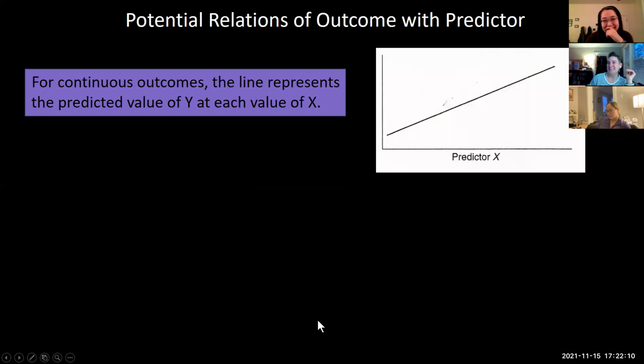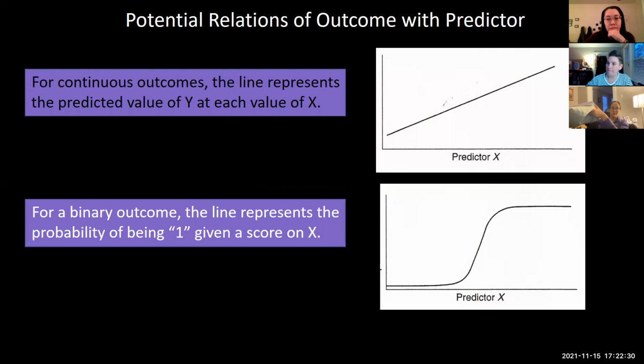Okay. So for continuous outcomes, this is what you're used to looking at. You're used to looking at straight lines. So you've got a predictor, an x, and you've got a predicted value for y at every value of x. And mostly they fall on this straight line, except for when we did nonlinear models, and then they fell on a different line that was not straight. For a binary outcome, the line representing the probability of an event, or the probability of 1, given a score of x, looks like this. It looks like a little s.